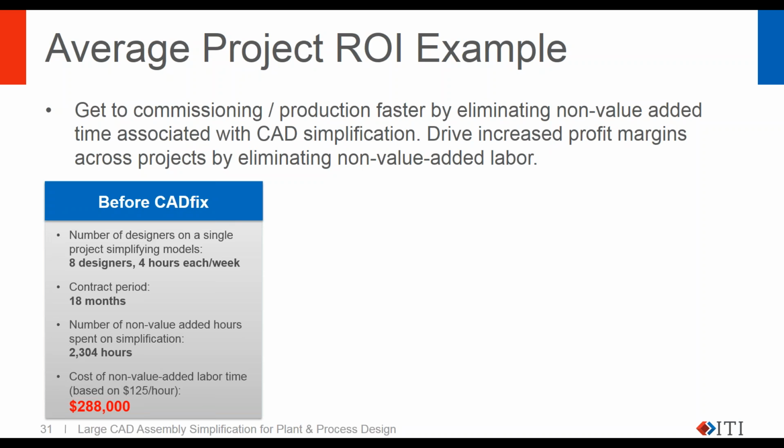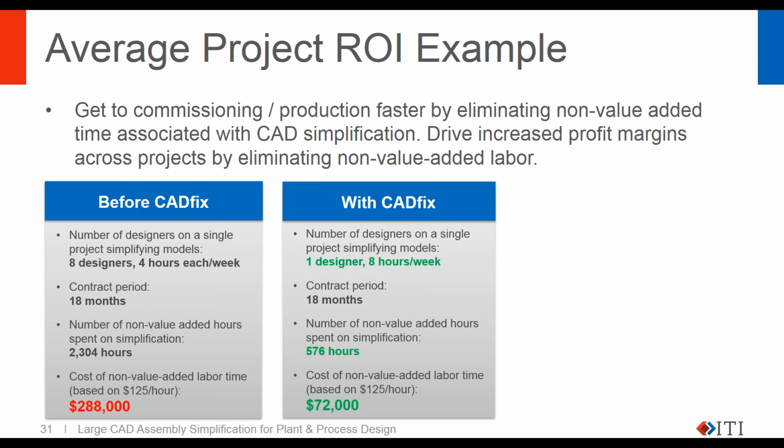This is one typical example of a project where you've got an 18-month contract period, you've got 8 designers that are engaged, and they're spending 4 hours a week simplifying CAD models. So 2,300 hours over the duration of the project. If you put an assumed labour rate of $125 an hour, that's 288k of man-hour time spent simplifying models that you don't really need to be doing, or you don't want to be doing.